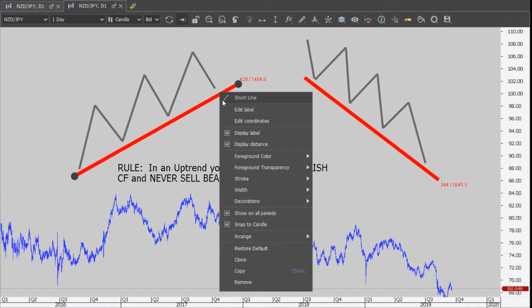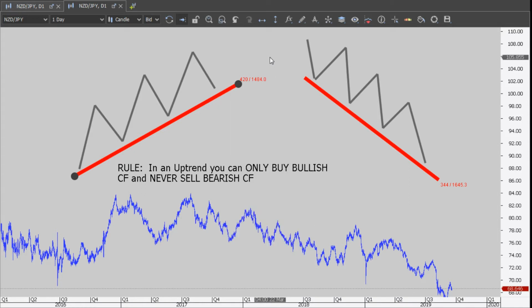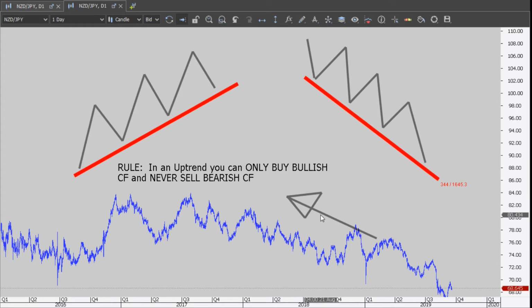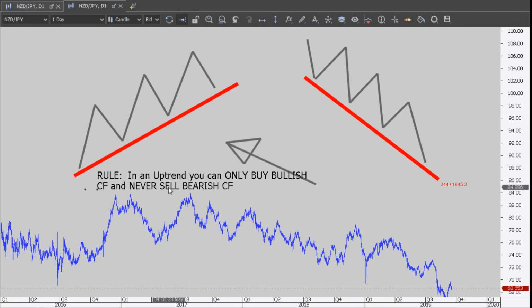And this is Forex Trading 101, okay? It's for the beginners. So if you're a beginner, this is the rule, and we're going to check the bullish and bearish candlestick formation in about a second. But this is the rule. In an uptrend, you can only buy bullish candlestick formations and never sell bearish candlestick formations. Now, if you're wondering, well, can I sell bullish candlestick formation? Well, why would you sell something that is going to go up, right? It doesn't make any sense.